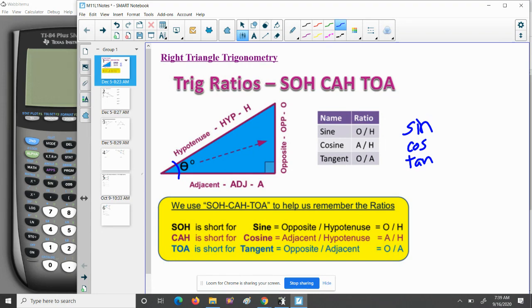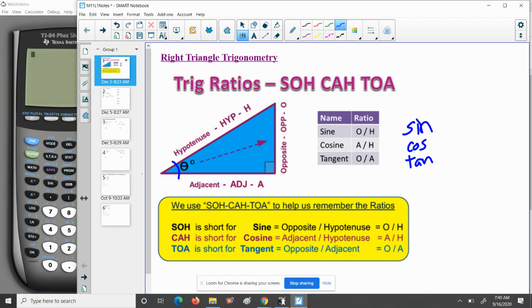Now, we can write our ratios based on that. If you take a look over here on the right, sine is the ratio of the opposite side over the hypotenuse. Cosine is the ratio of the adjacent side over the hypotenuse. And tangent is the ratio of the opposite side over the adjacent side.